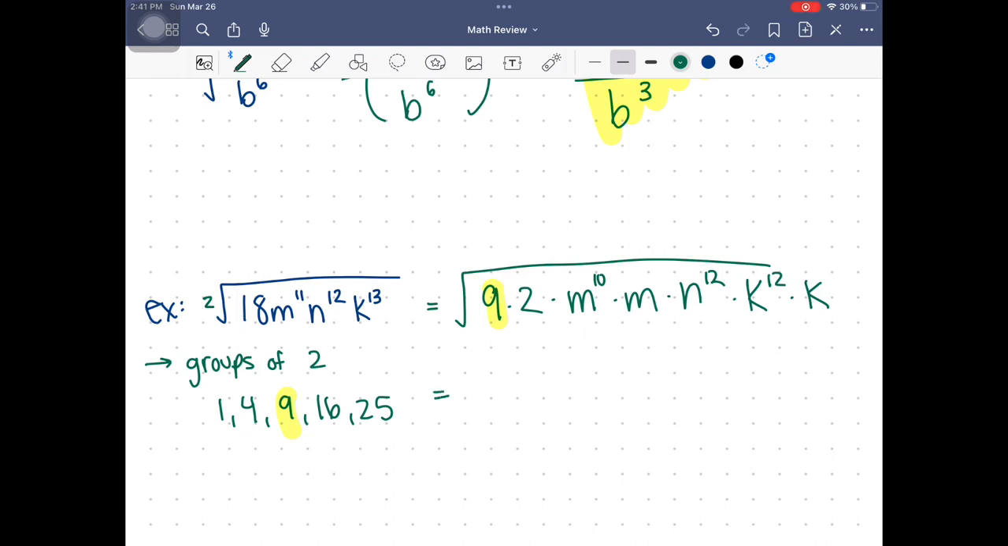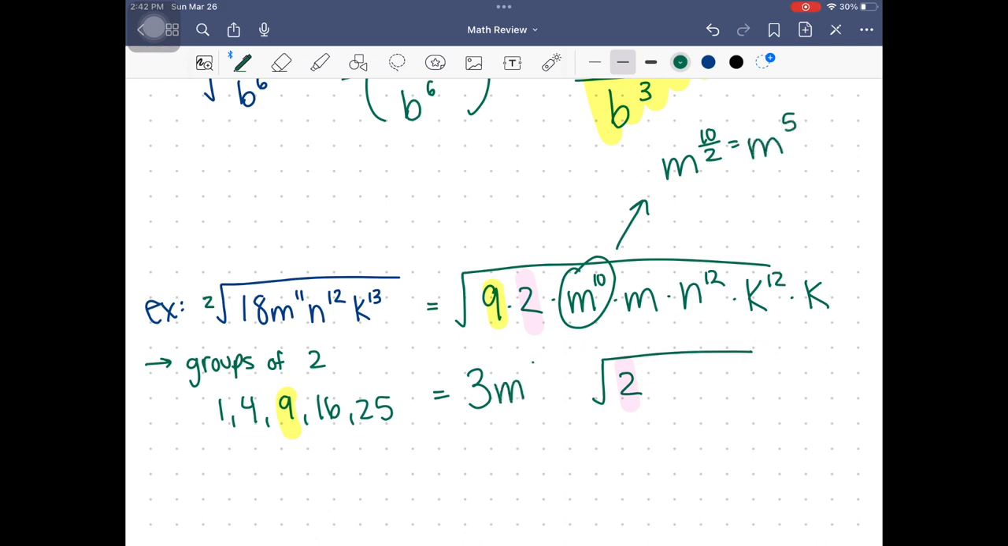So I come down here and I know that the square root of 9 is going to be 3. Okay? I cannot take the square root of 2, so I need to leave that underneath the radical. Okay? Now with my exponent rule, since this is even, remember, it's going to be my power over my root. This is going to be m, my power over my root. This is just m to the 5th, so you can just divide. So this would be m to the 5th. And again, we can't do anything here, so we need to put that underneath the radical.